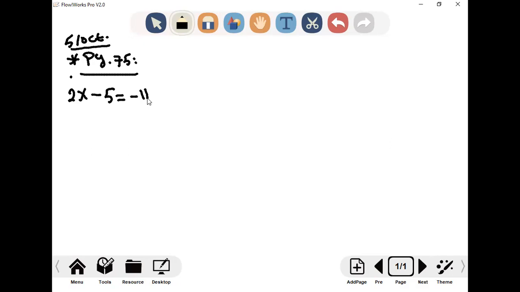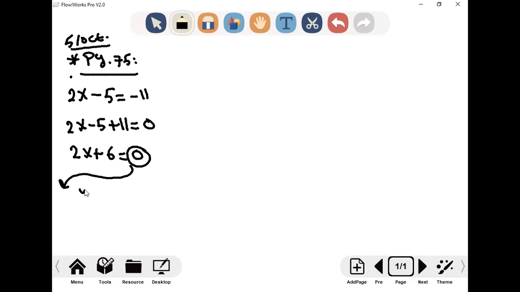Just make one side a 0. Make one side be what? A 0. Like this negative 11 here, bring it to the left side. It will be 2x minus 5 plus 11. That minus 5 plus 11 gives 2x plus 6 equal 0. Now replace the 0 by y. y equals 2x plus 6. What do we call this? The function related to the equation.